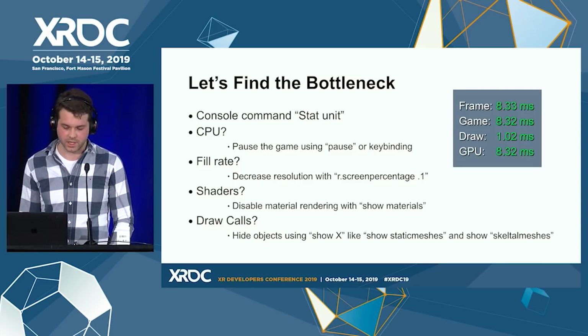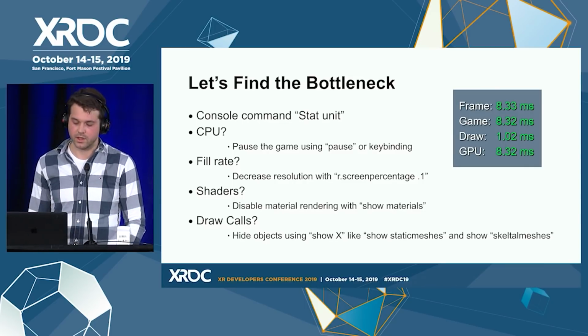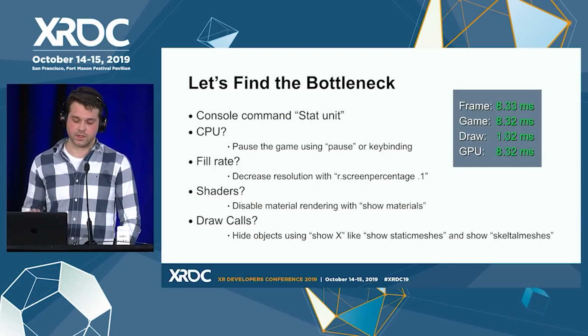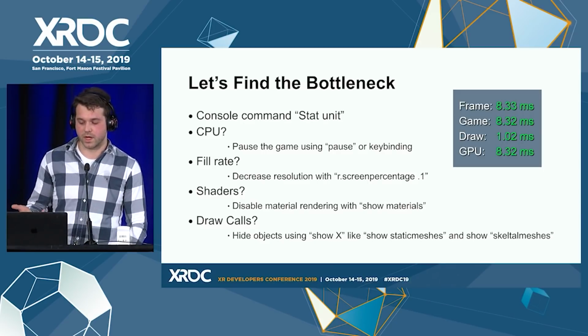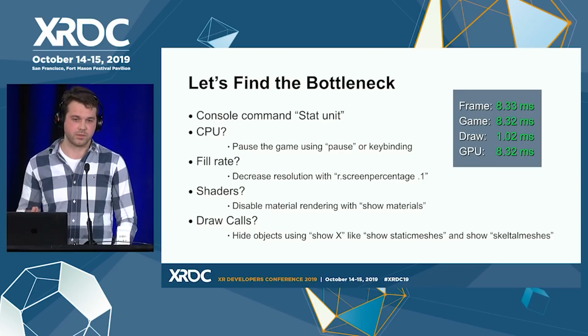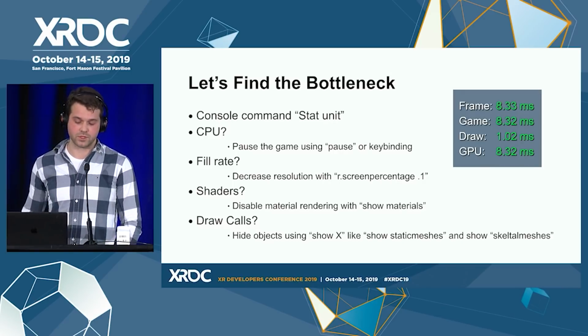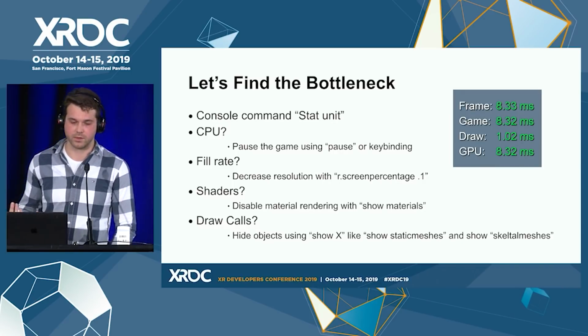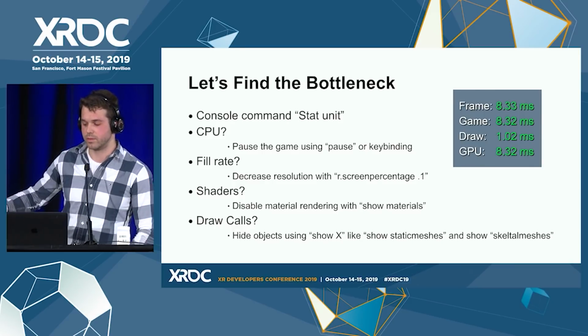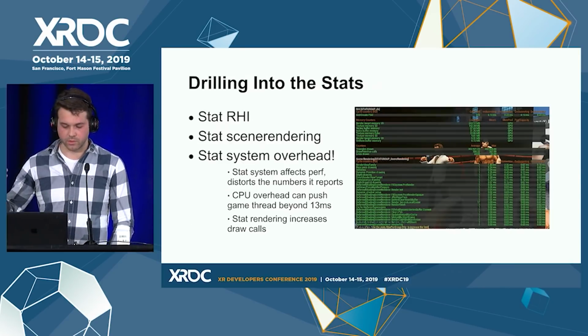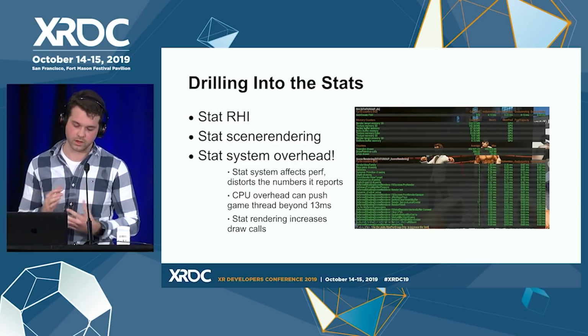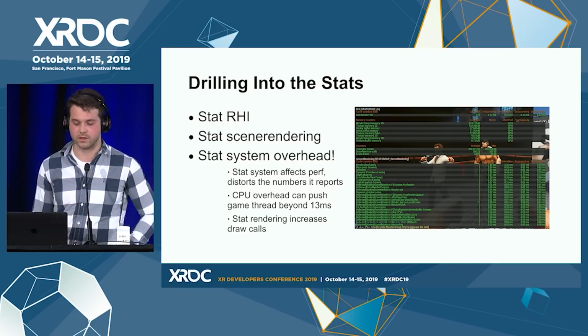Everything's just shaded with a standard gray shader. And for draw calls, there are console commands to toggle specific objects, like show static meshes, show skeleton meshes. Once again, if you hide all your static meshes and your frame rate stabilizes, that's the thing that's bringing you over your budget.